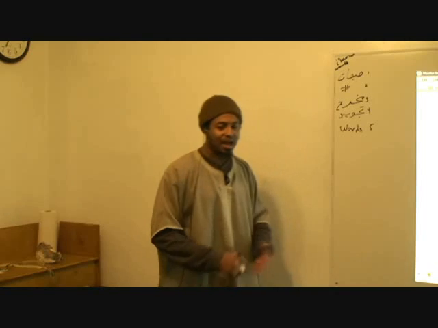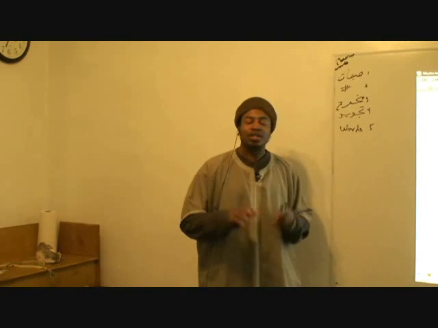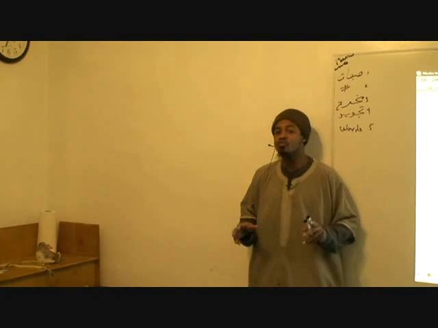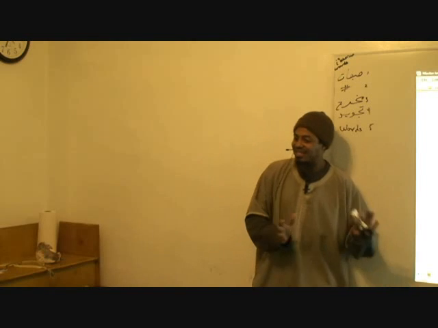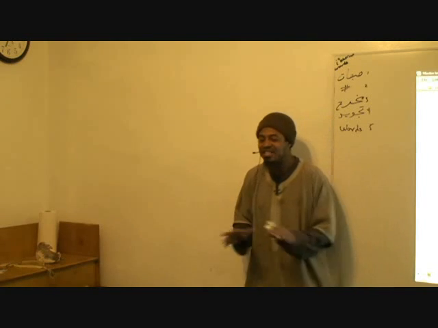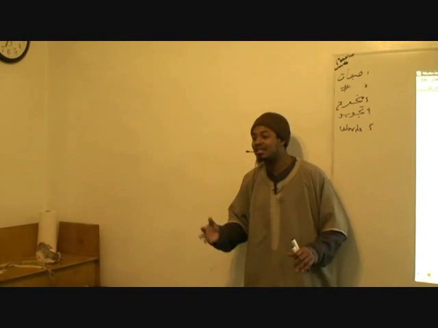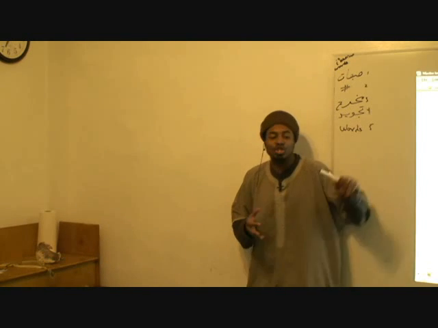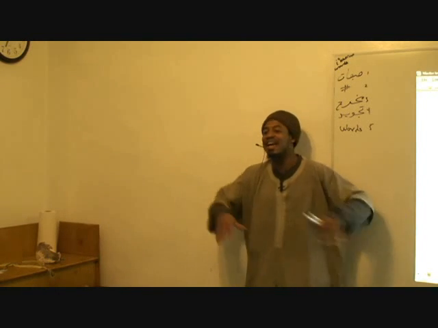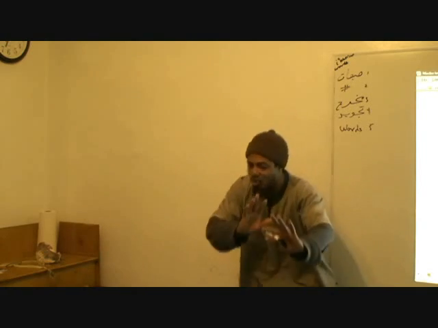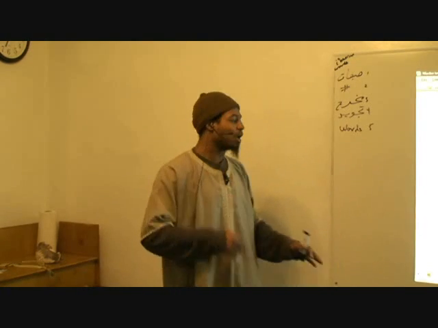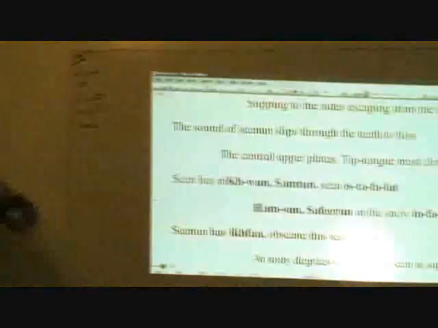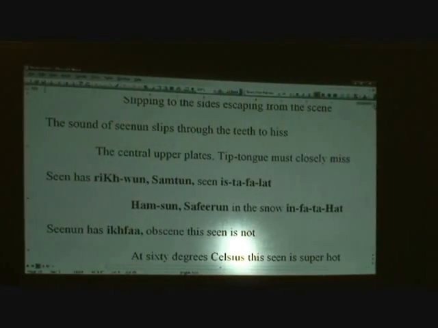Sinun has ikhfa. When we talk about ikhfa here, sin has a tajweed rule of ikhfa. Again, this is not tajweed class, so we're not going to deal with what ikhfa means in general. What you should learn from this lesson is that sin has ikhfa. Just focus on that. And that's a tajweed rule. That "obscene, this scene" is just to complete the bait, or the verse.